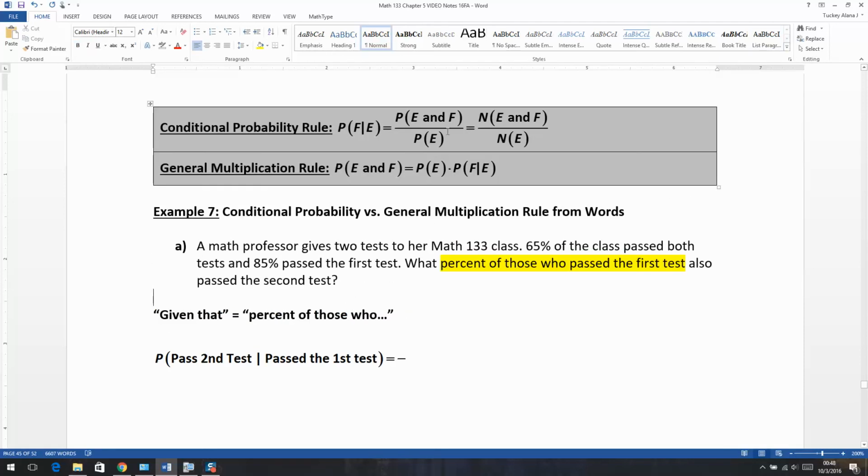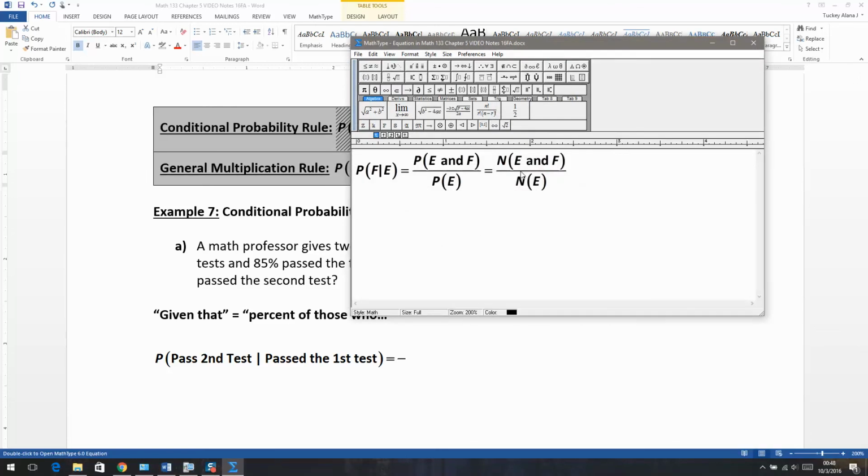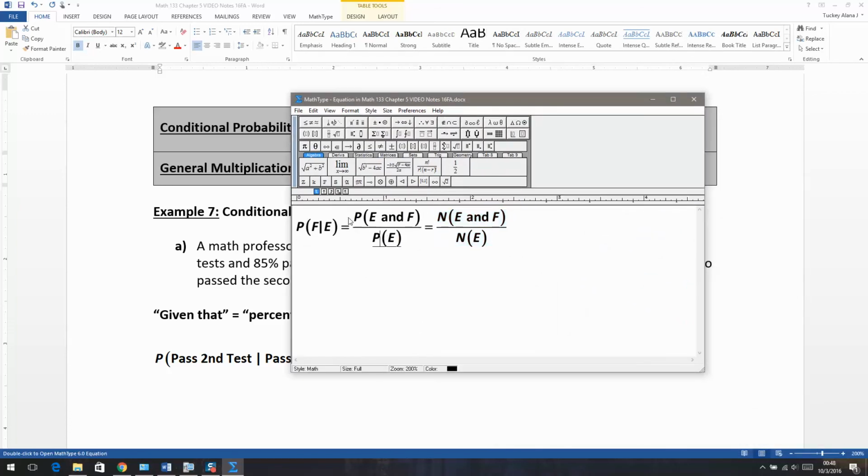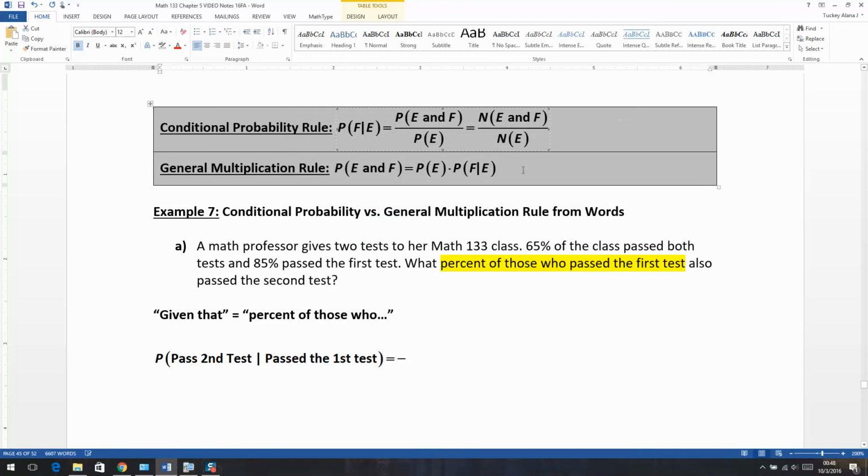Okay, well, let's look at the rules up here. Now, we've used the N one, the number of ways you can have E and F divided by the number of E, multiple times. But this is one time where we're not going to, because we weren't given N. We don't know how many students were in this class or anything. Instead, we're going to use this one. We want the probability of E and F divided by the probability of E.